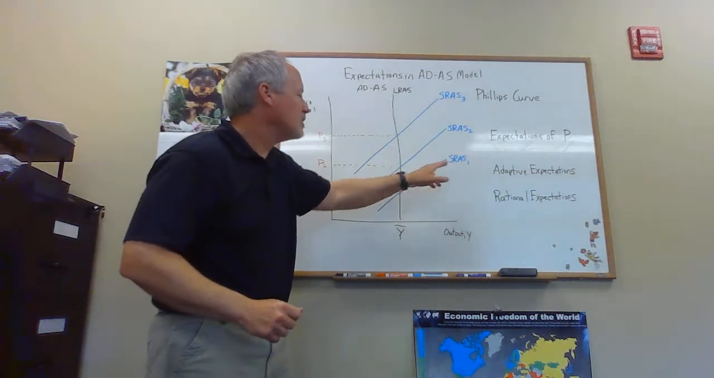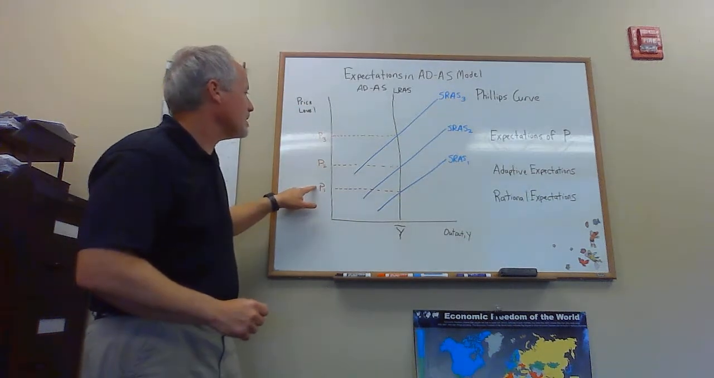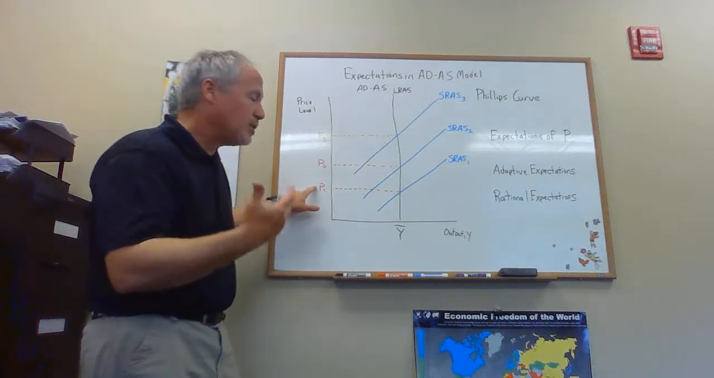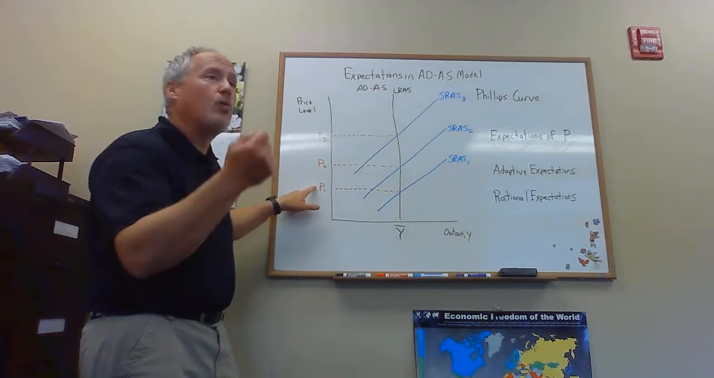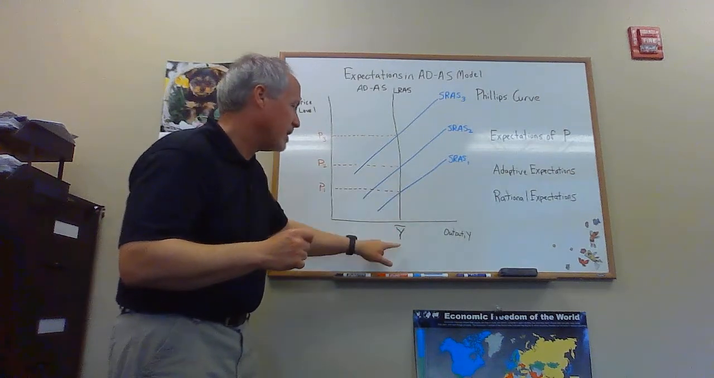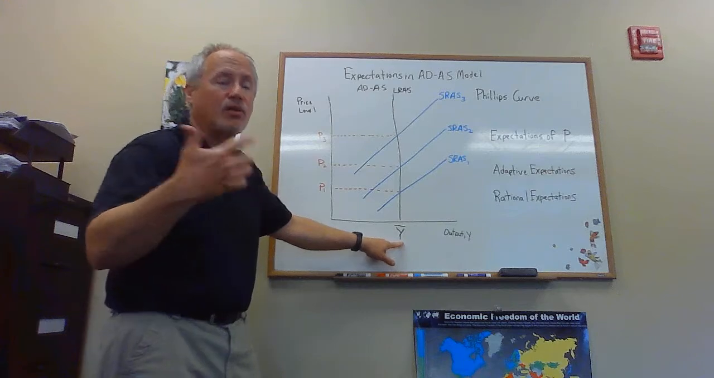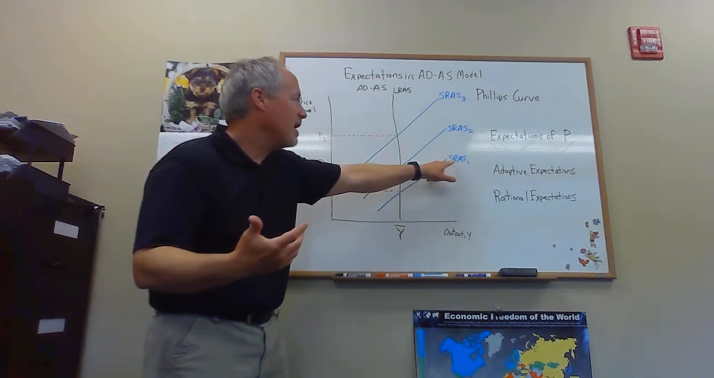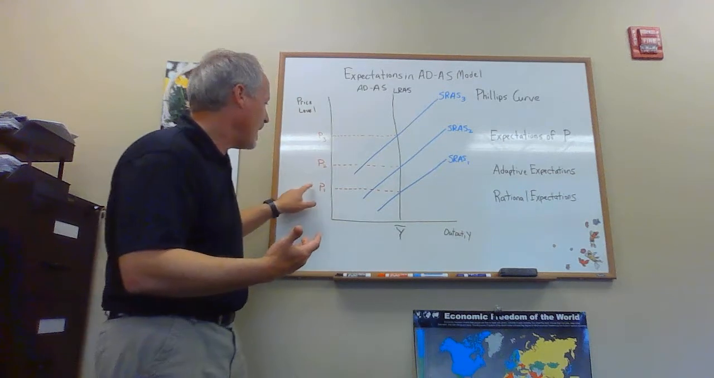And for SRAS1, the way to think about it is that SRAS1 is geared to people expecting that the price level is going to be P1. When the price level turns out to be P1, that's when, with SRAS1, we have the full employment level of output produced. So SRAS1 gives us Y bar at P1.